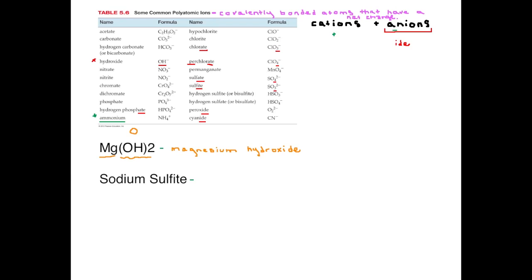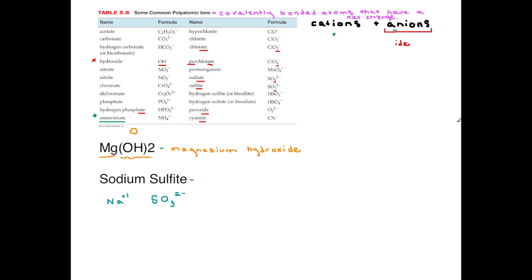Now I'm going to flip it, I'm going to be given the name, and I'm going to write the formula. So I'm given sodium sulfite. So I'm going to write out the two ions I have and then cross my charges. So sodium, Na, has a +1 charge. Sulfite, if I look up sulfite on my chart, sulfite, which is right here, has a formula of SO3, and it has a 2- charge.